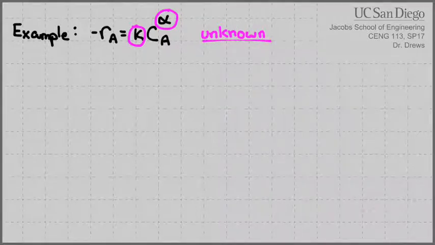So we don't know those, they're going to come out of our analysis. Alpha can be almost anything that you want. The way that we're going to derive this makes an assumption on alpha, but that'll be a little bit more obvious when we see it.